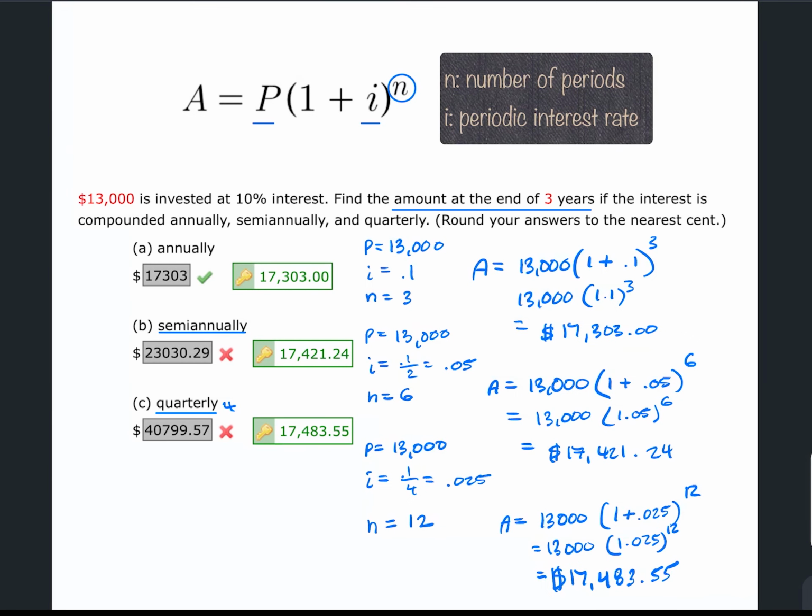There you have it, guys. That's the compound interest formula and the simple interest formula and how to utilize those in problems that you see in your math book.